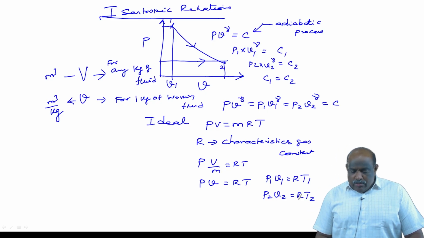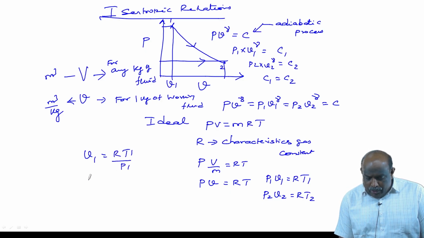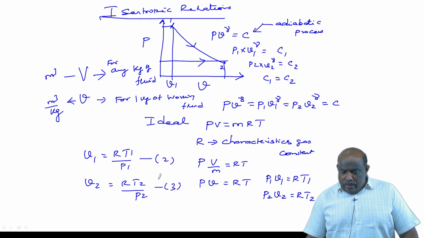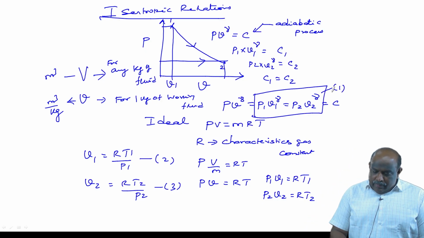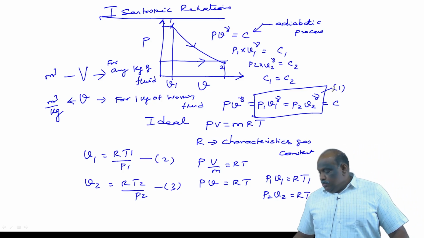So from this, what is V1? V1 equal to R T1 by P1. Similarly, V2 equal to what? R T2 by P2. So I got the value of V1 and V2, and I am going to substitute in this equation. Let us call this part equation number 1. So I am going to substitute the value of V1 and V2 from 2 and 3 in equation number 1. Let us move on to the next slide.